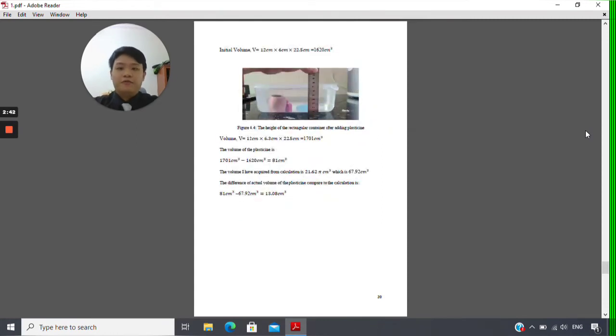Before adding the plasticine, the initial volume in the water displacement method is 1620 cm cubed. After adding the plasticine, it has a volume of 1701 cm cubed, which means this plasticine had a volume of 81 cm cubed. As for my calculation, it is 67.92 cm cubed, and compared to it, it has a difference of 13 cm cubed.